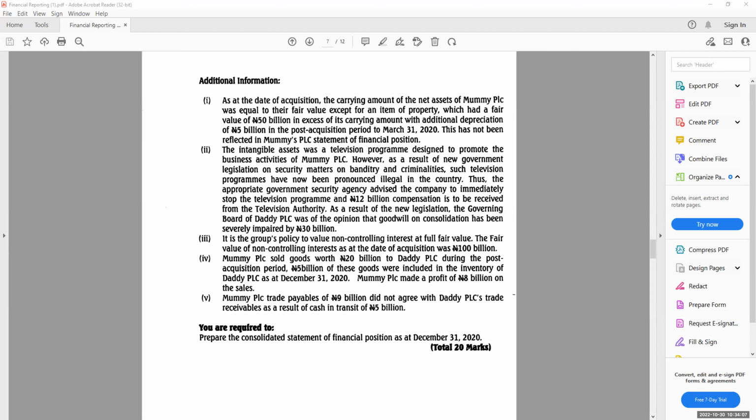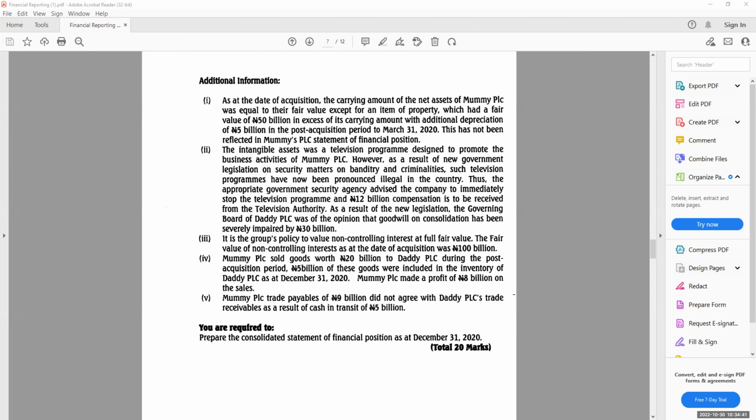3. It is the group's policy to value non-controlling interests at full fair value. The fair value of non-controlling interest as at the date of acquisition was 100 billion naira. 4. Mommy PLC sold goods worth 20 billion naira to Daddy PLC during the post-acquisition period. 5 billion naira of these goods were included in the inventory of Daddy PLC as at December 31st, 2020. Mommy PLC made a profit of 8 billion naira on the sales.